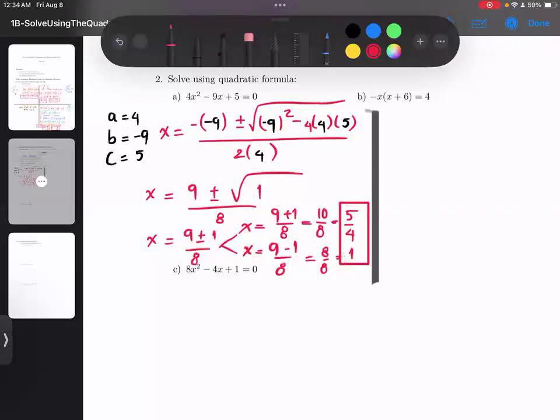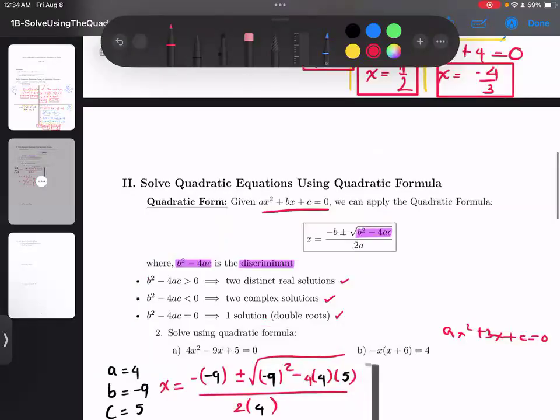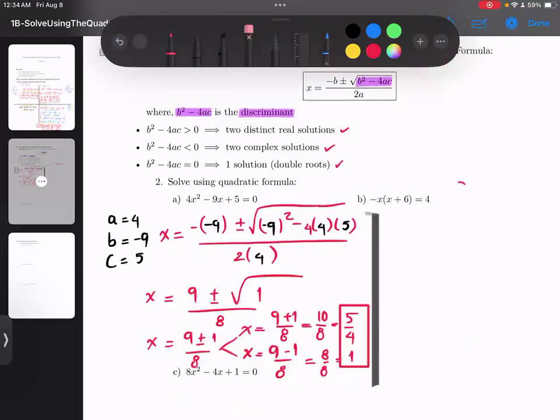All right, second one. First thing first, you got to write it in ax squared plus bx plus c equals 0. Remember that? It has to be in that form. So what we're going to do is distribute and then move everything to the left. So it's going to be negative x squared minus 6x, and then move 4 to the left, minus 4 equals 0.